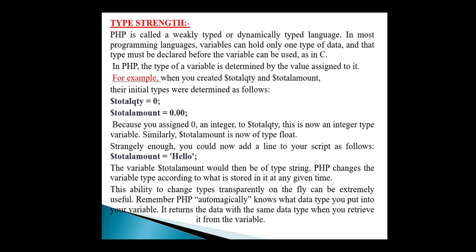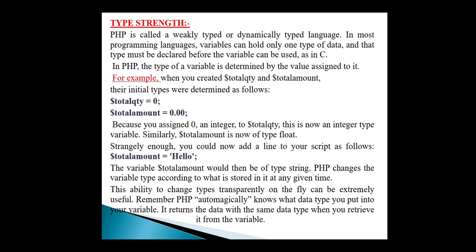For example, when you create $totalqty and $totalamount, their initial types were determined as follows. You can see the variable total quantity has the integer value 0. Then $totalamount has the floating value 0.00. Because you assign 0 as an integer to total quantity, this is now an integer type variable. Similarly, $totalamount is now of type float. Strangely enough, you could now add a line to your script: total amount equals hello. This will be a string value, so the variable total amount will then be of type string.